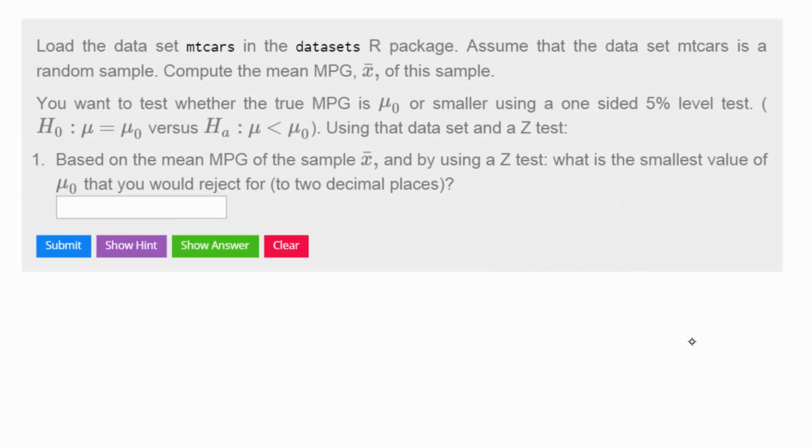The data set we're going to look at first is the mtcars data set, and we're going to be looking at miles per gallon. Now, in this example, we want to test a one-sided hypothesis test, mu equal to mu naught versus mu less than mu naught. And the question asks you, what is the smallest value of mu naught that you would reject for? And I think what makes this question hard is the conceptual part of the question.